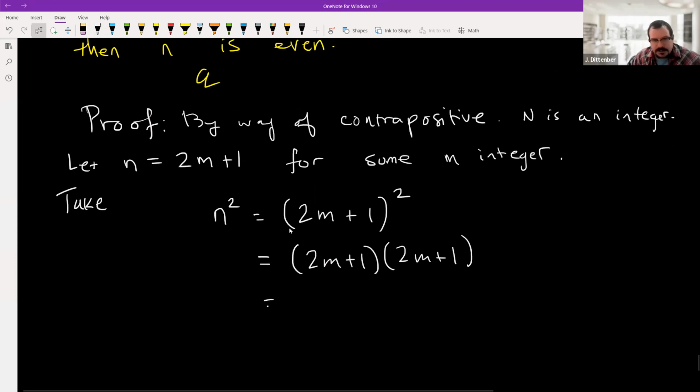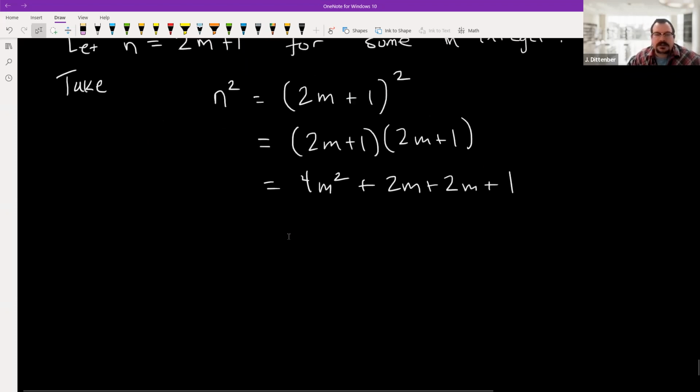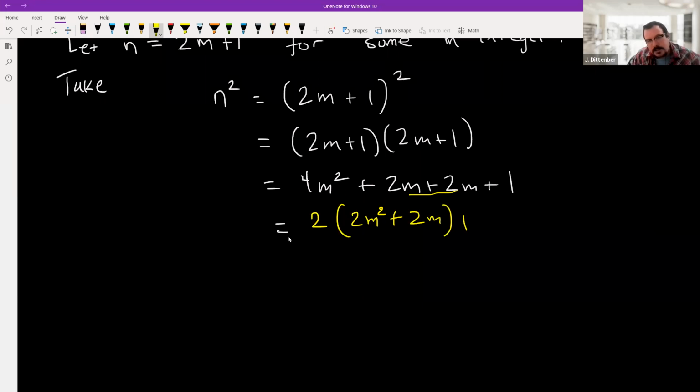And now we expand this however you like. I use FOIL out of habit. So 2m times 2m, I get 4m squared, plus 2m times 1, plus 2m, plus 2m times 1 again, and then plus 1. So, okay, so here we go. Does this look like an odd number? It should, but there's something we have to do to make it more convincing. So we need to take out a 2 here. And then we've got 2 times (2m squared plus, if I add this together, I get 4m, take out a 2, I have 2m). So I've got 2m like this, plus 1.